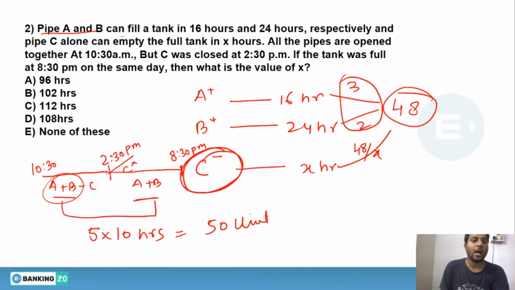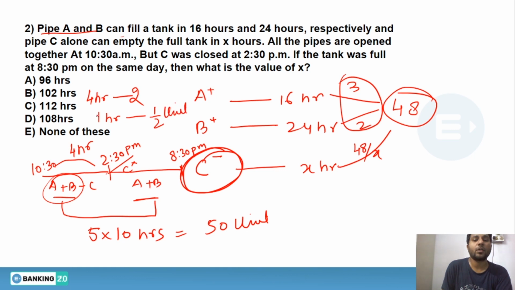initially. And how many units? Clearly it says 2 units will be emptied. 2 units for how many hours? 4 hours. That means in 4 hours C can empty 2 units. That means for 1 hour C can empty 1 by 2 unit. Alright, C can empty 1 by 2 unit in 1 hour. So C's efficiency clearly says that it empties the tank by 1 by 2 unit in an hour.